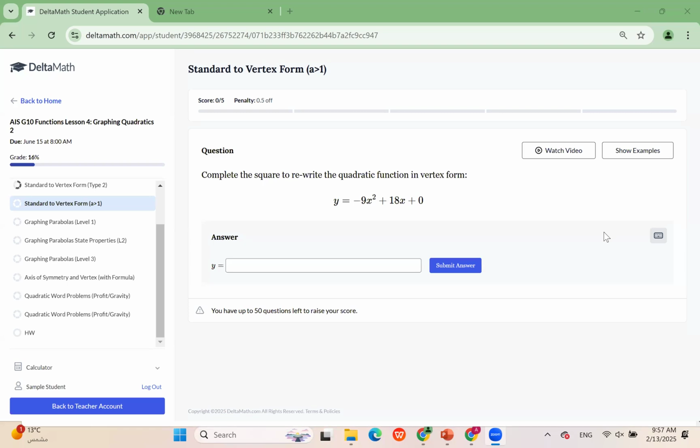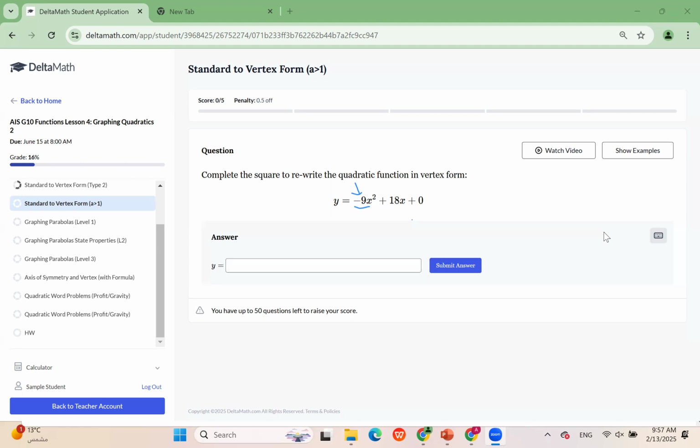In this video, we shall be discussing more advanced standard to vertex form problems where the coefficient of x squared is greater than 1 or just different from 1. We have a negative 9 as a coefficient to the x power 2. So how do we handle that? So what we do is we just take this number out as a common factor from the first two terms.